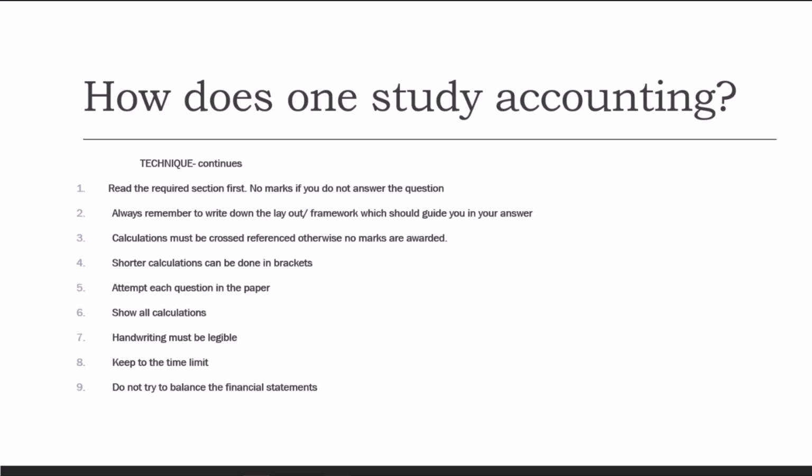If it's a simple calculation, we may do it inside the financial statement using a bracket. But if it's a complex calculation, then we will do it somewhere else, but we will cross-reference. We will make sure that we attempt every question in the question paper. In accounting, if you leave out a whole question, you have failed. You cannot afford to leave out a question, never, under no circumstances. So if the time is over, no matter what, you move on to the next question.